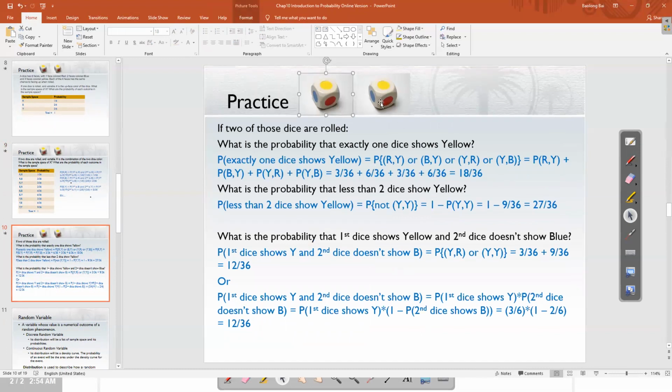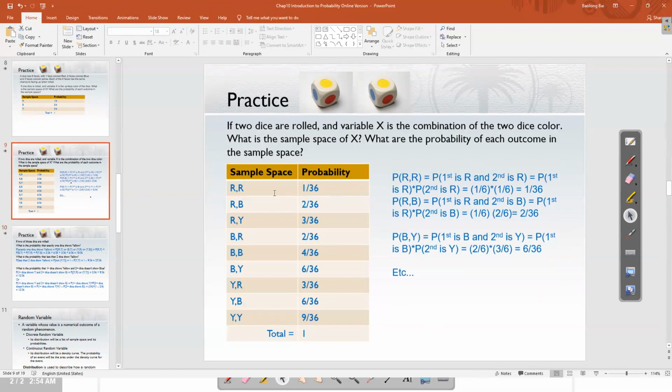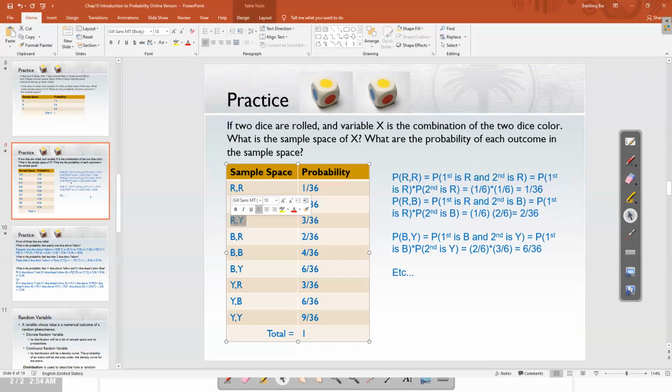So we still have the 2 dice. What is the probability that exactly 1 die shows yellow? So exactly 1 die shows yellow. Then you need to think about this sample space. Which outcomes have exactly 1 yellow die, basically, right? So it could be this one. It could be this one, right? It could be this one. It could be this one, right? And that's it.